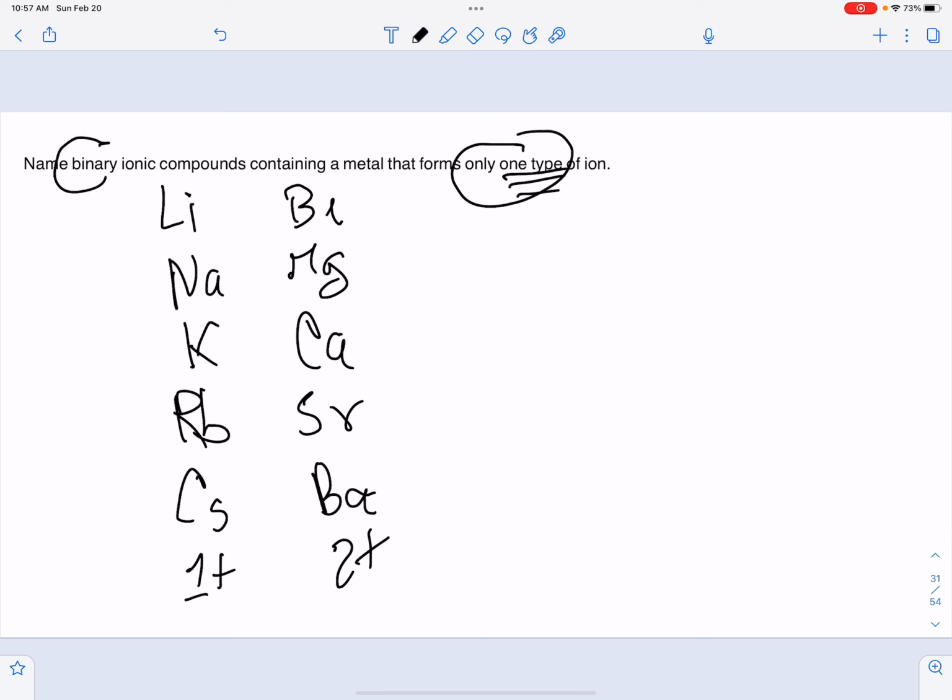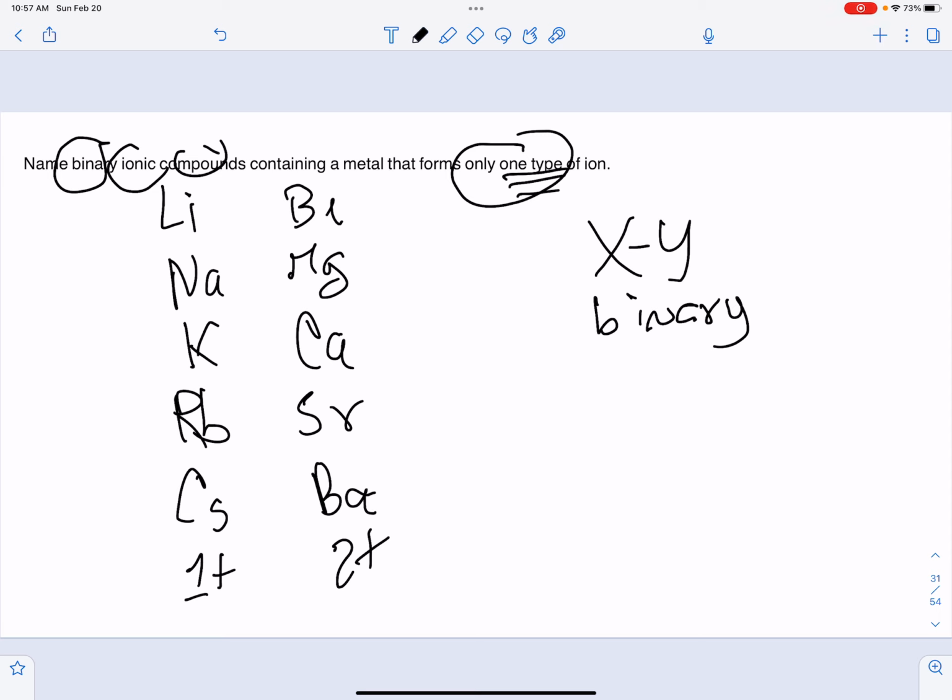When I say binary ionic compounds, that means you're going to have 2 elements. Binary means it's a compound because they're different. And it's ionic because one of them is going to be a metal and the other one is going to be a non-metal. So we're talking only one type of ion for the metal. What is the IUPAC system we use for this? Remember, this is the institution that tells us the rules, the International Union of Pure and Applied Chemistry.